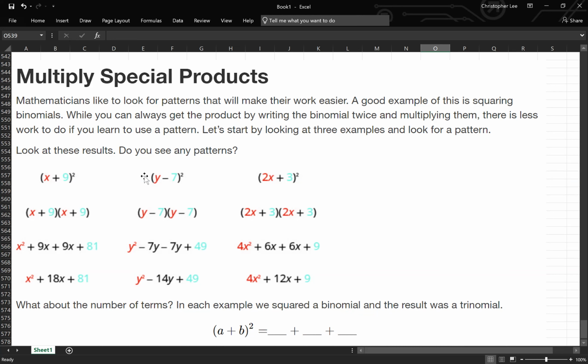Last but not least, I have 2x plus 3 squared, which we know is the same thing as 2x plus 3 times 2x plus 3. Foiling it, we get 4x squared plus 6x plus 6x plus 9. Combining like terms, we get 4x squared plus 12x plus 9. What about the number terms? In each example, we squared a binomial and the result was a trinomial, right?